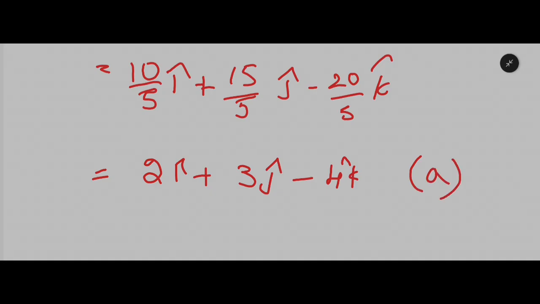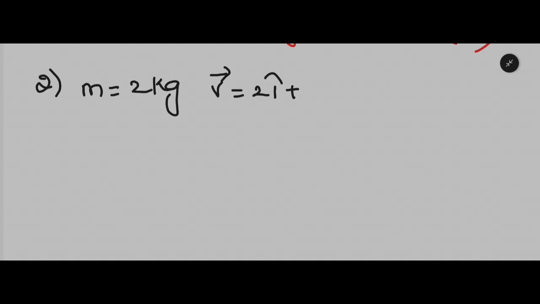Now second question: a body of mass 2 kg. Again mass is given to us here, m is equal to 2 kg, with the velocity given. So V bar is given this time, 2 i cap plus j cap plus k cap, and the units are in SI units only, that is meter per second.